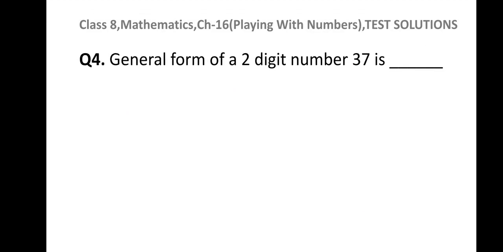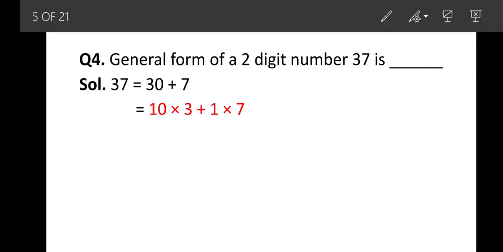Question number 4. General form of a two-digit number 37 is. This question is very simple. So 37 is written as 30 plus 7. Then as 3 is at tens place, so we will be multiplying 3 by 10, and 7 is at ones place, so 7 will be multiplied by 1.